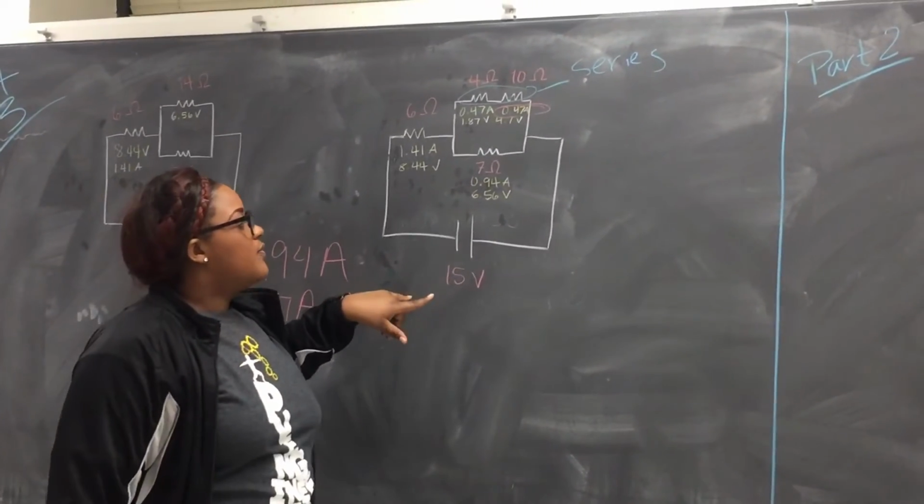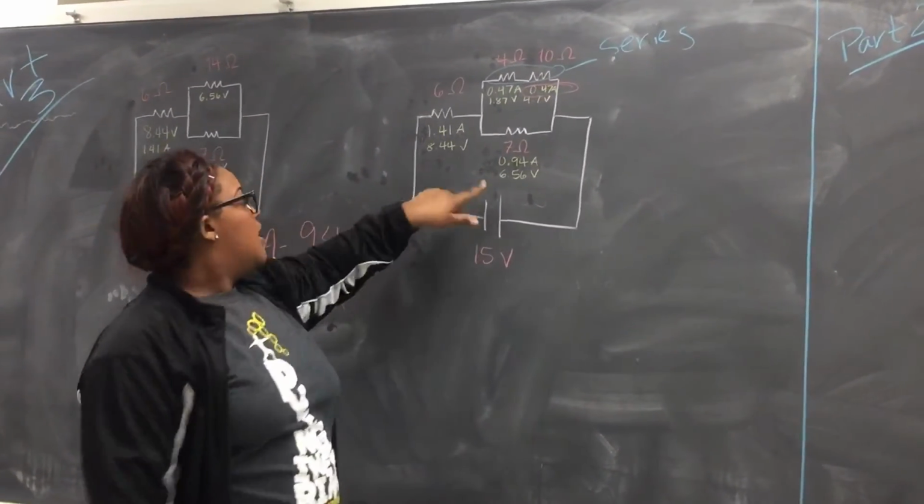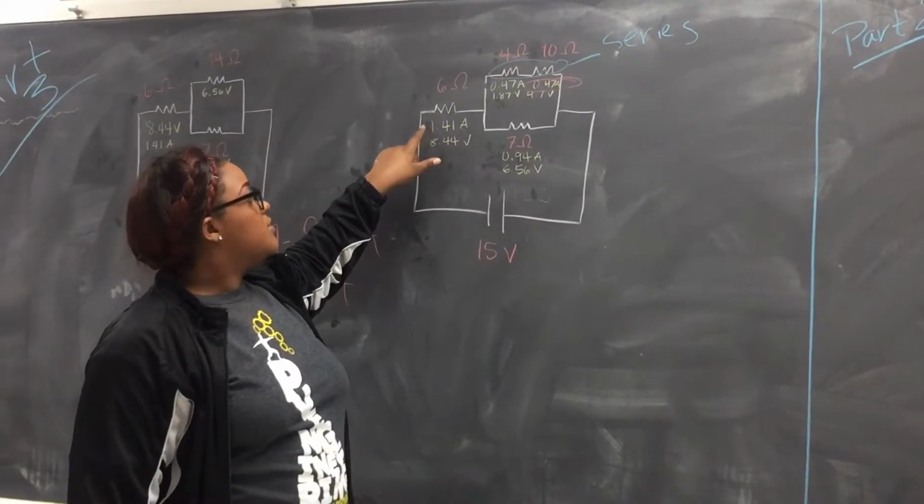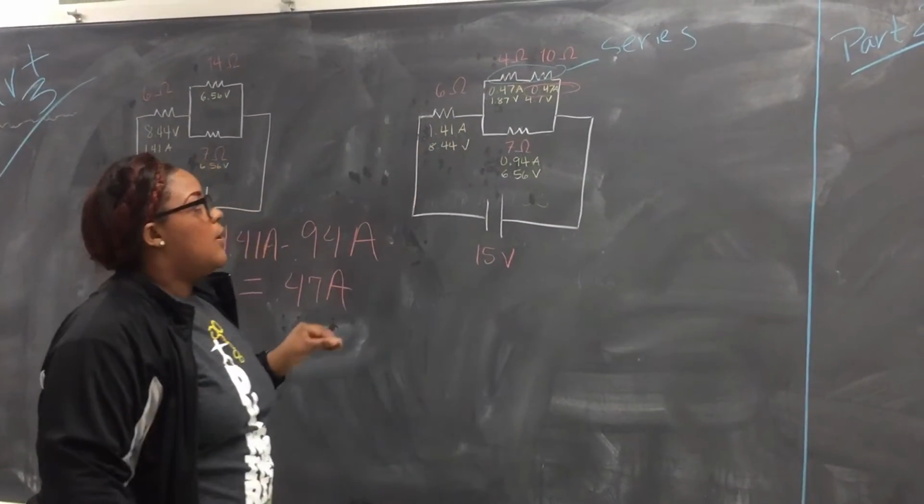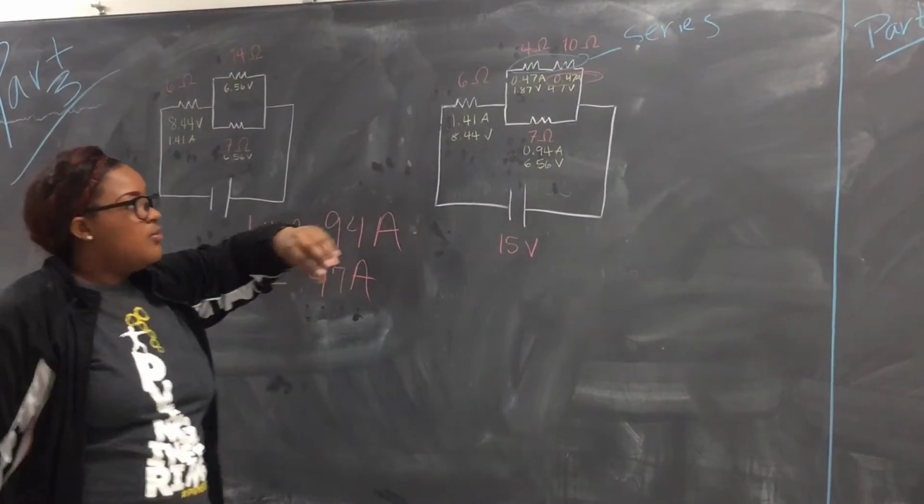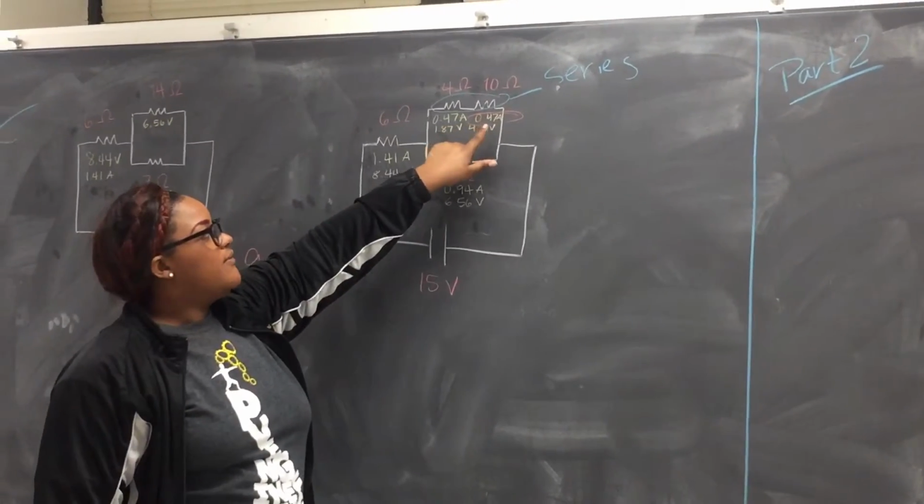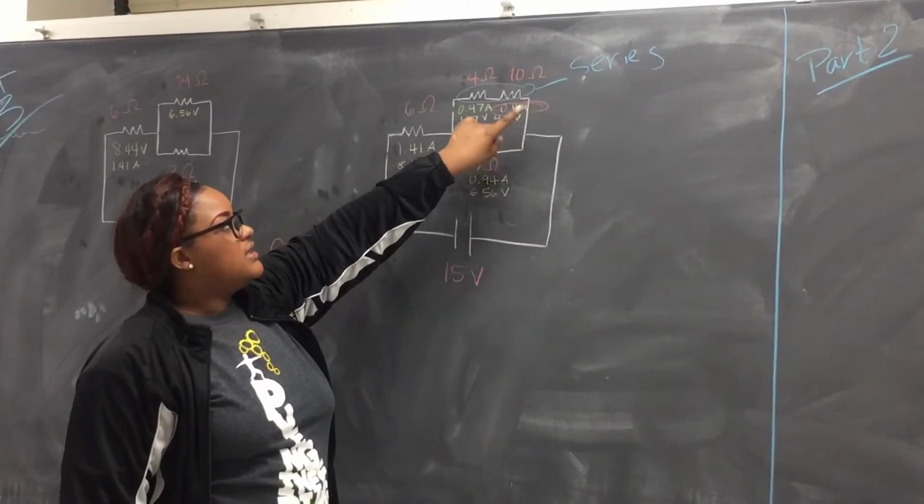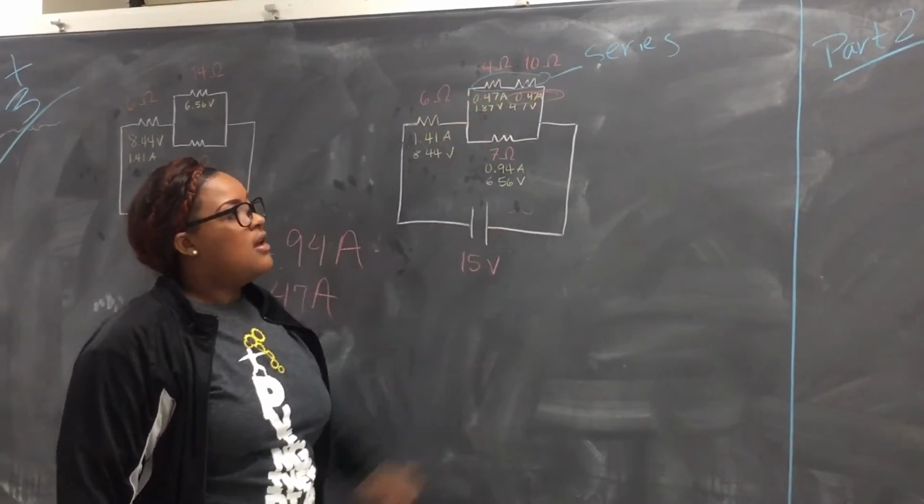This shows that when you add these two up, it will come to 1.41. So the answer to find the current that goes through the 10 ohms is the 0.47 amps, because they are connected in series.